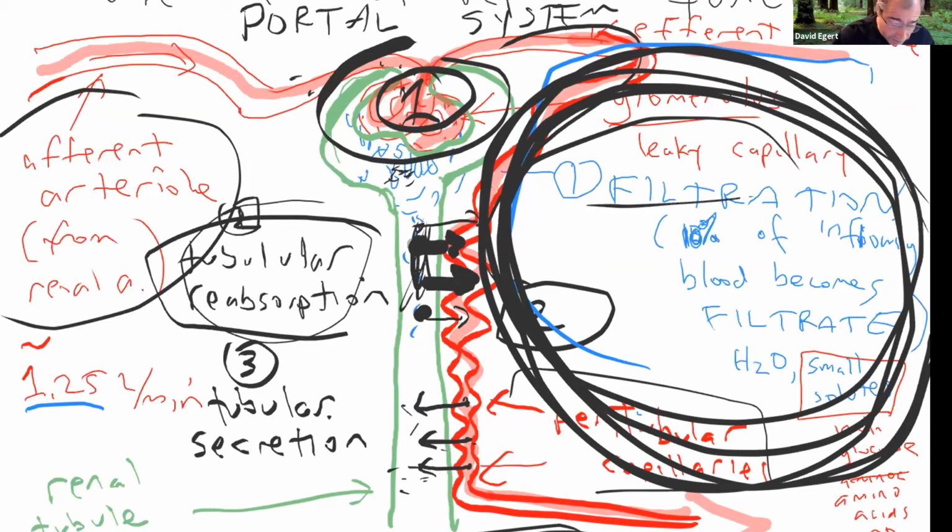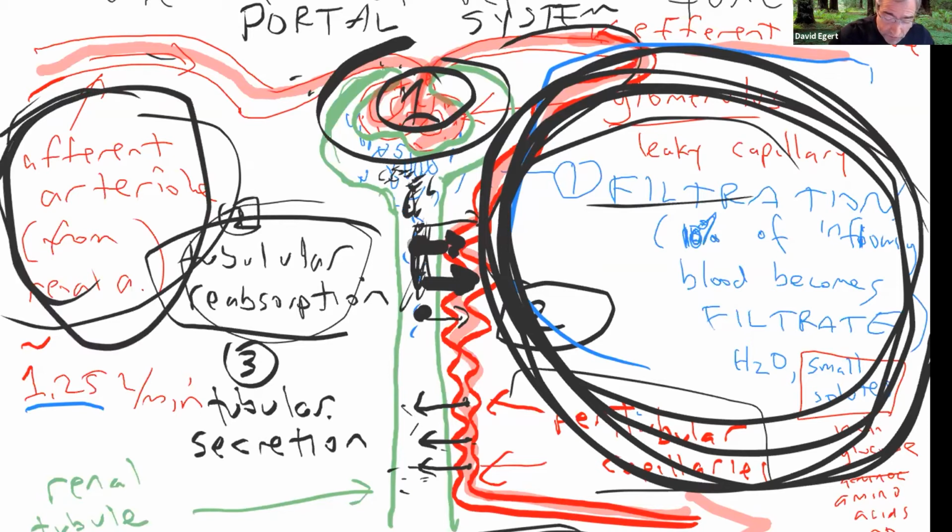If you don't have enough blood pressure in this afferent arteriole, you're not going to have this filtrate forming. You're not going to have the fluid leaking out to start this whole process. In fact, if your blood pressure is too low, you are going to go into renal failure because your kidneys aren't making the filtrate.